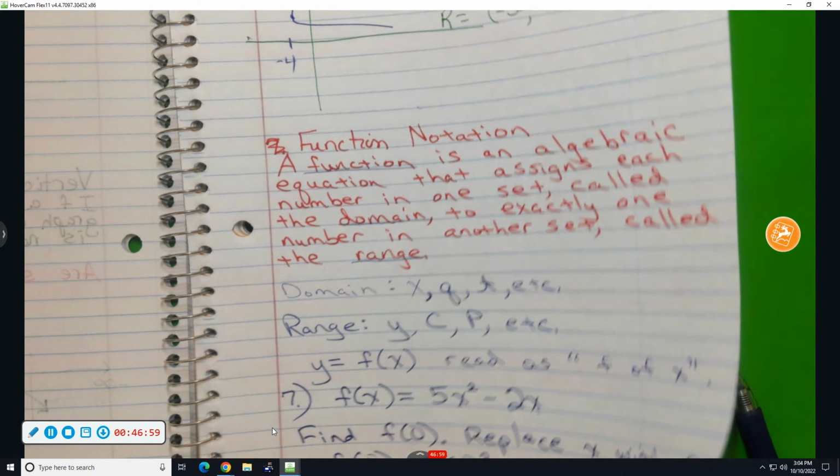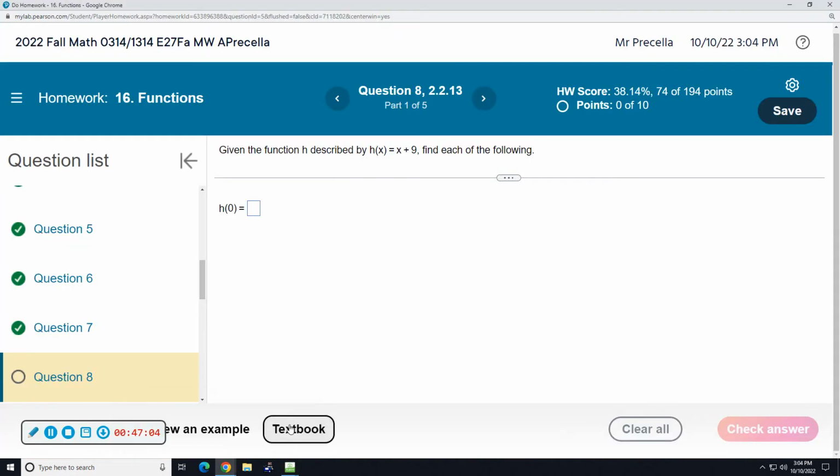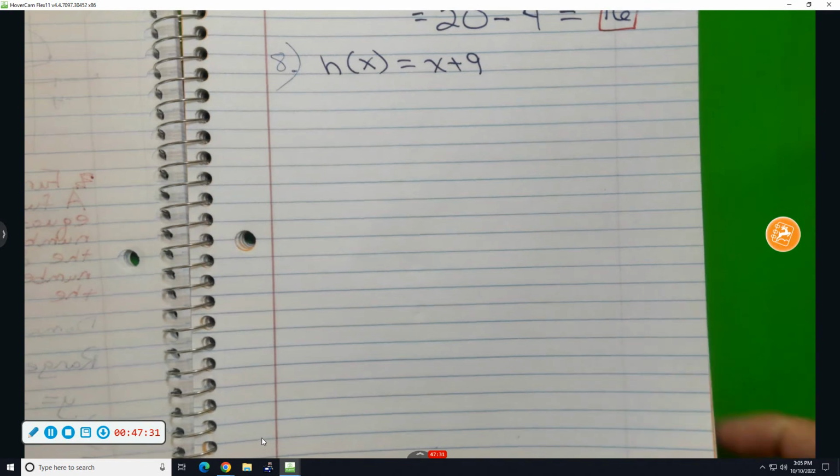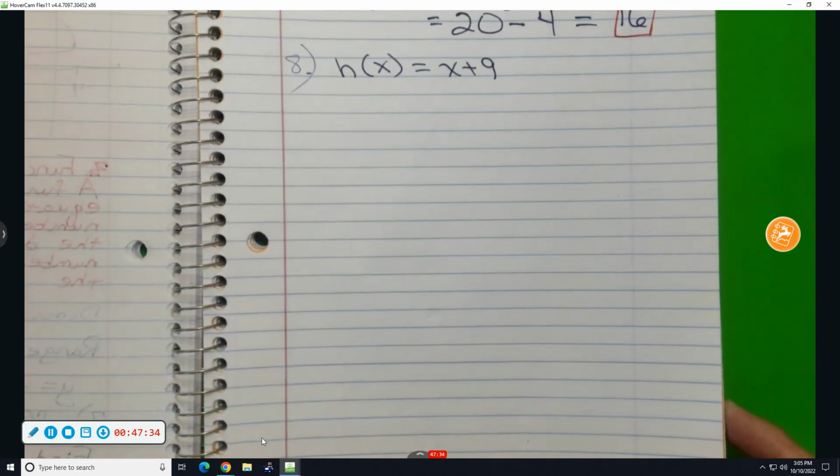It looks like in number 8, they're giving it the name h. Let me write down the function. This is number 8. So h of x is equal to x plus 9. And they want us to find, first of all, h of 0. So the first thing we're doing is finding h of 0.